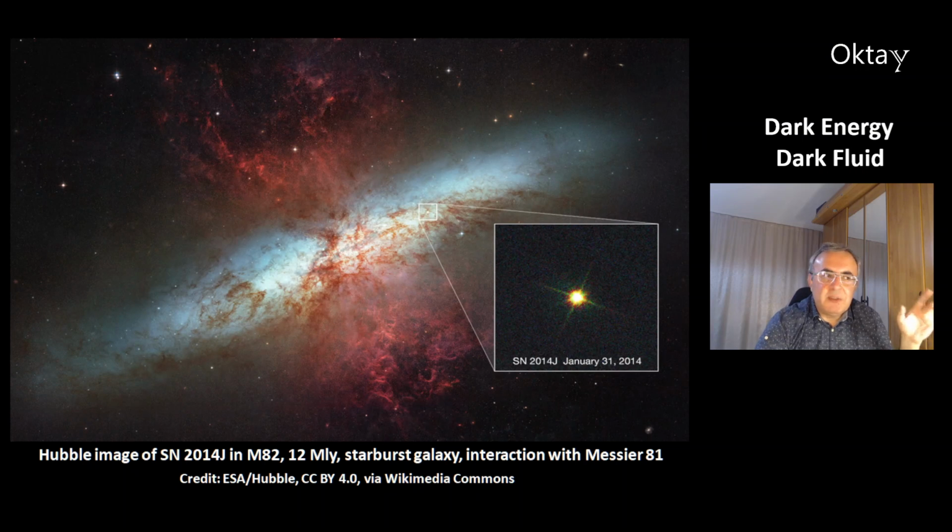This is another image from the same galaxy, same supernova 2014J, from Hubble Space Telescope. And this galaxy, Messier 82, is at a distance of 12 million light years. It is a starburst galaxy. And the reason is it is in interaction with its neighbor galaxy, Messier 81. The gravity of the second galaxy causes a compression of the gas in this galaxy, and this leads to star formation.